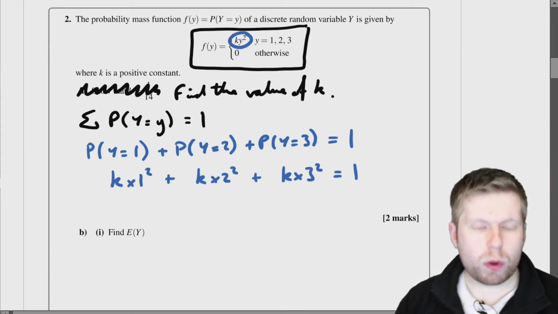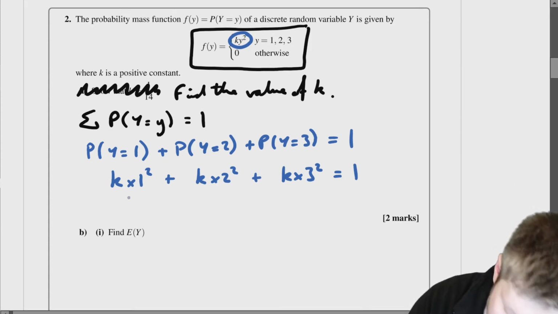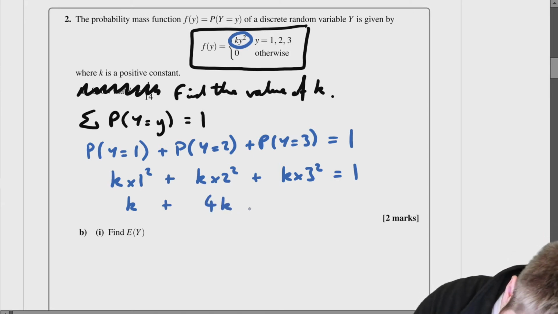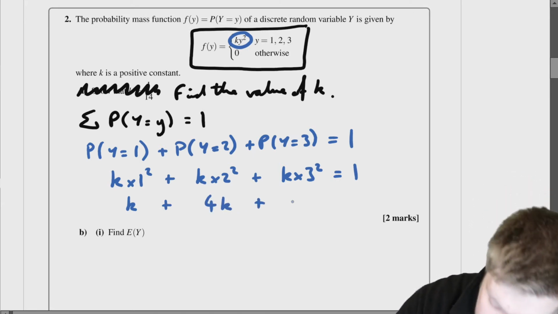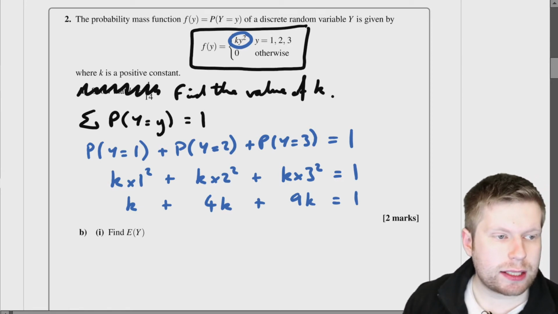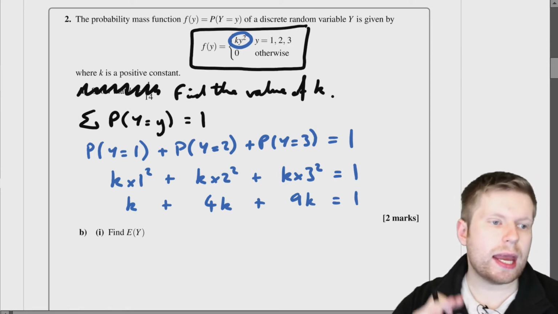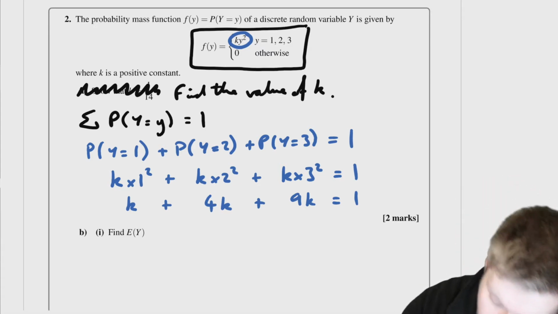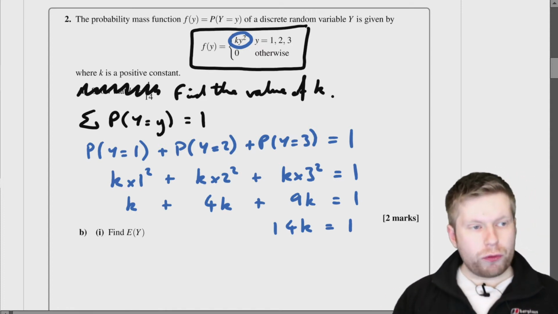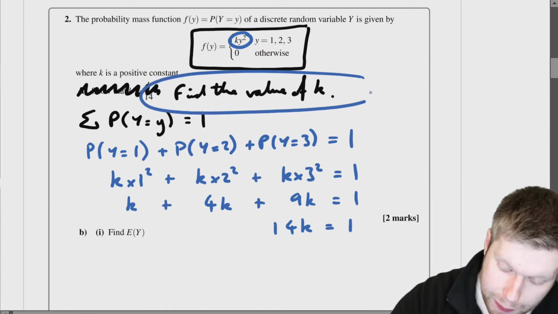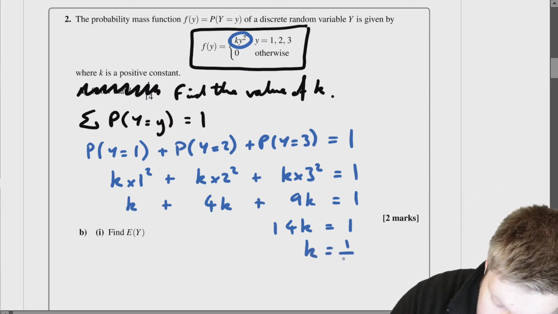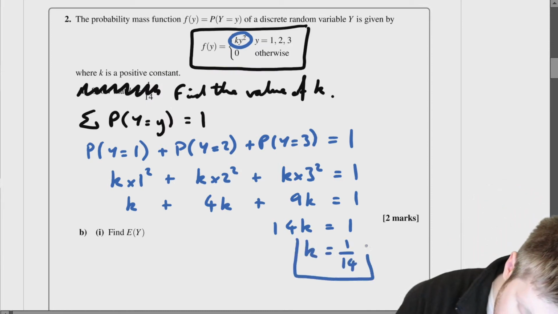So let's play around with this. 1 squared times k is just equal to k. 2 squared times k is 4k. And 3 squared times k is 9k. So if I add those 3 things on the left-hand side together, k plus 4k plus 9k is equal to 14k. So I get 14k is equal to 1. And if I want to solve this to find the value of k, because remember, I'm thinking about the question like that, find the value of k, I just divide both sides by 14. That gives me that k is equal to 1/14.